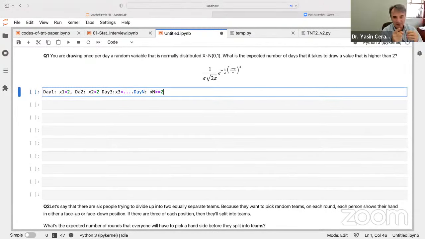How long? In this case, how many days? It can be how many hours, depending on, again, how we define a time unit. It takes to draw a number that is greater than 2. So this is the question.